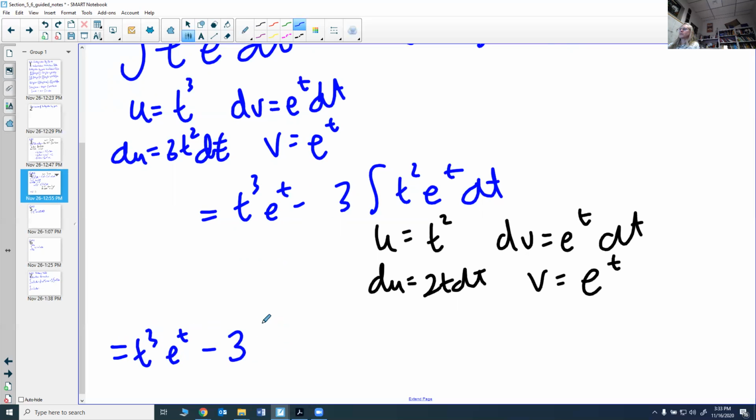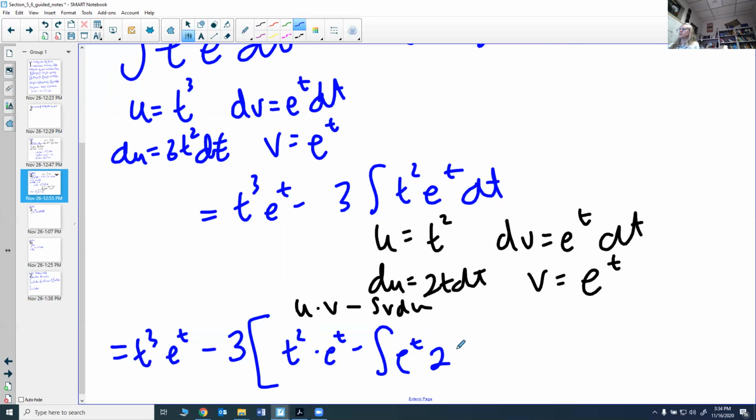We now have the minus 3. Now we need to do that integral, the integral of t squared e to the t. And again, that's going to be u times v minus the integral of v du. So u was t squared, v is e to the t, minus the integral of v, which is e to the t, du is 2t dt.